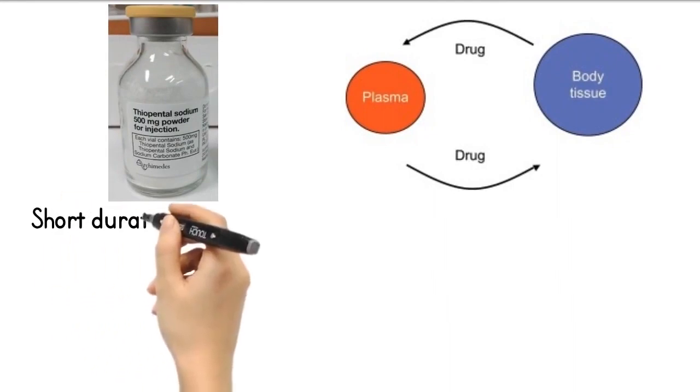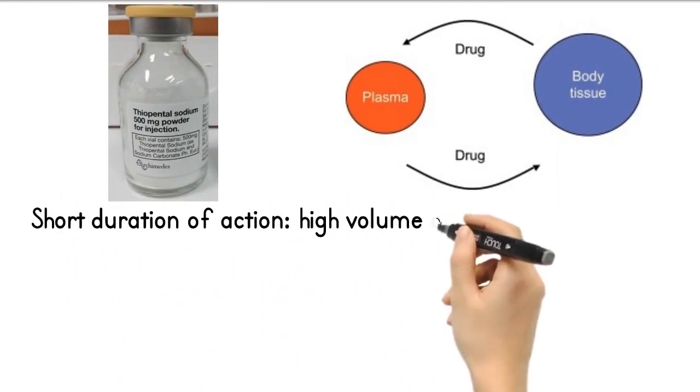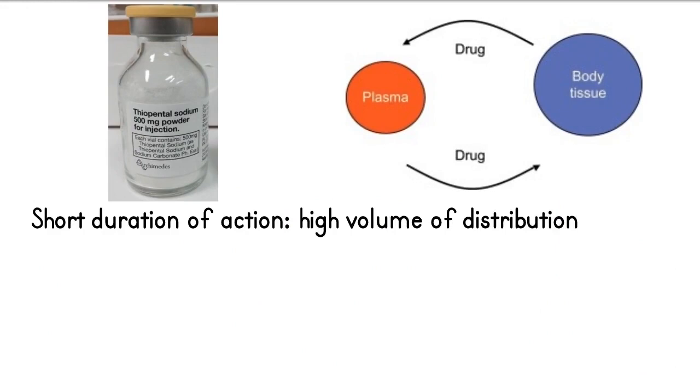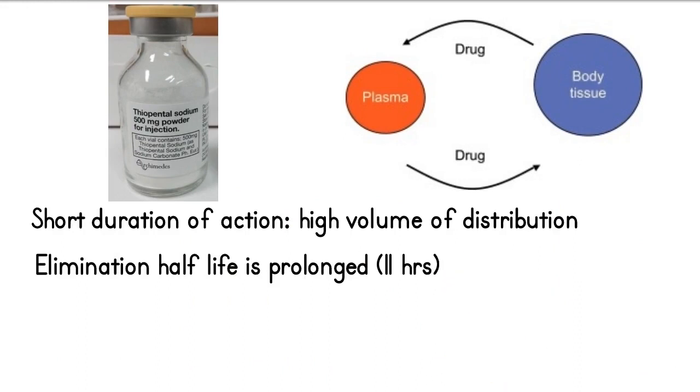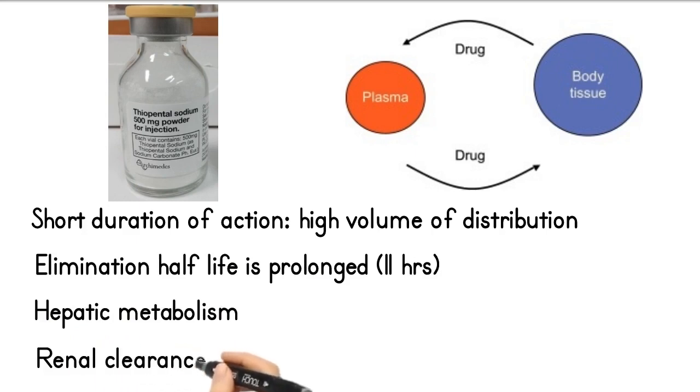Thiopentone has a short duration of action after a bolus dose due to its high volume of distribution. Its elimination half-life is prolonged, however, at 11 hours, so recovery from anaesthesia can be very slow after a prolonged infusion. It's metabolized in the liver, and regarding renal clearance of metabolites, only about 1% of a dose of thiopentone is excreted unchanged in the urine.